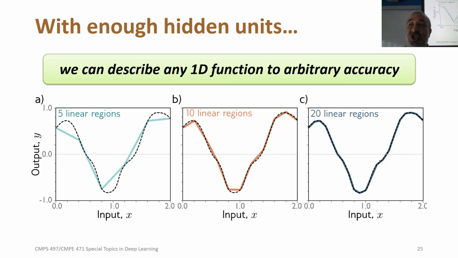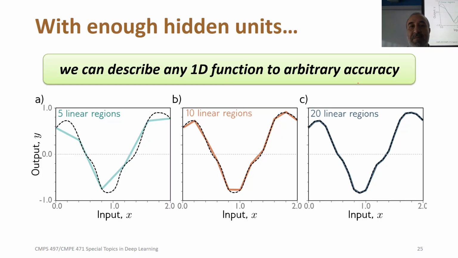So in general, we can describe any 1D function to arbitrary accuracy, to some accuracy. Of course, it won't be exactly the same, because eventually this is piecewise linear. It's not 100% smooth. Of course, when we add more, it will look smooth, but eventually it's piecewise linear. So there might be some difference between our model and the actual function if the function is not piecewise linear. But it will match it to a great extent.